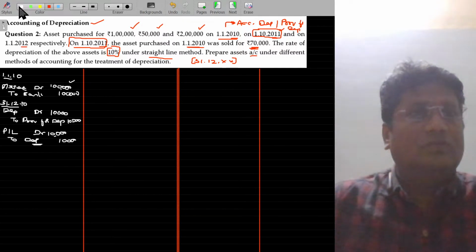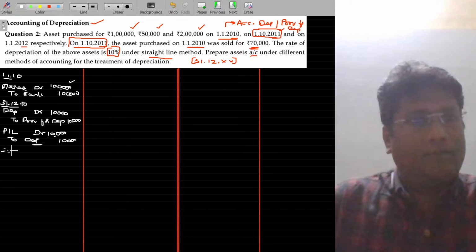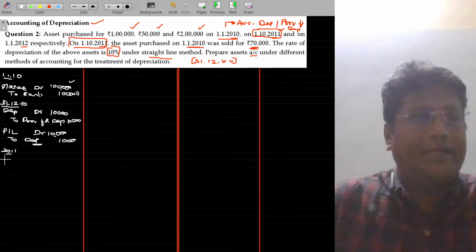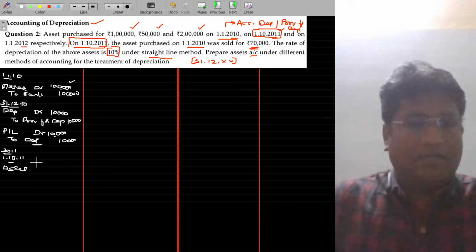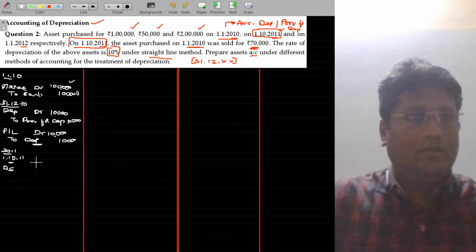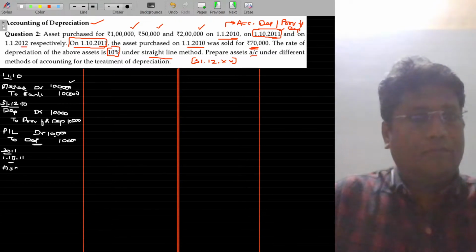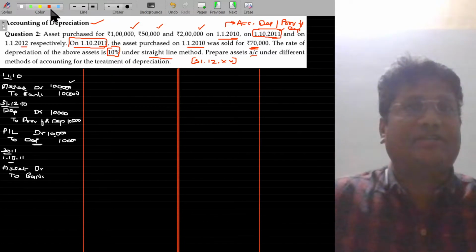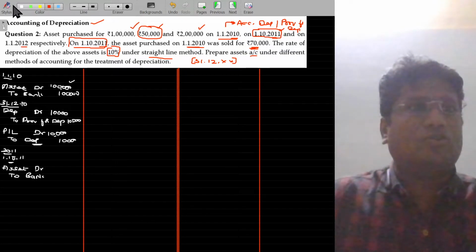Now, for the year 2011, the purchase happens on 1/10/11. The journal entry for the purchase here is asset account debit to bank. The value being the second asset purchased, for how much? 50,000 rupees.